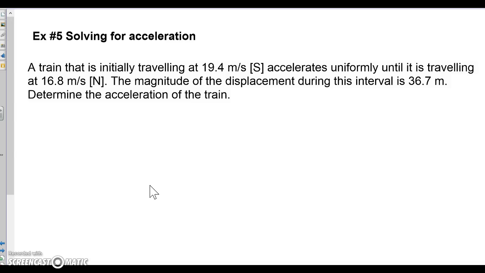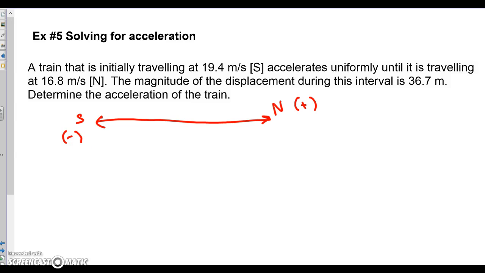Now the tricky thing about this is you're not given information about the direction of the displacement. You are told that it's just north-south movement. So we've got south, north. It doesn't matter at all which direction you choose to be positive or negative.